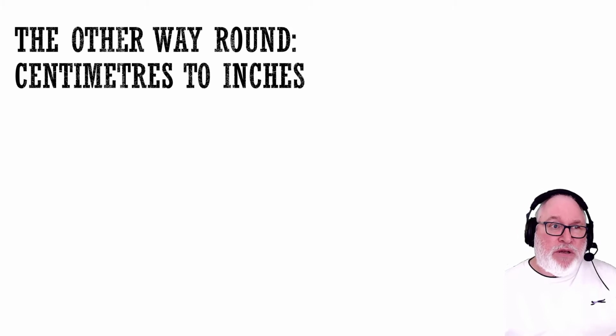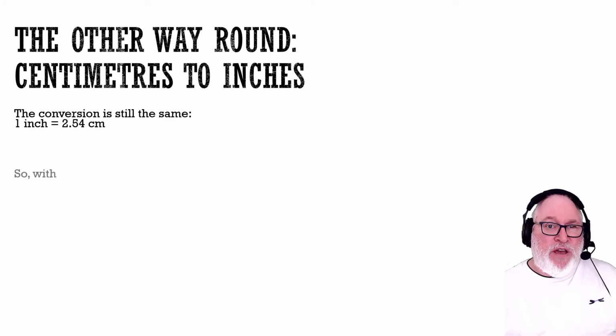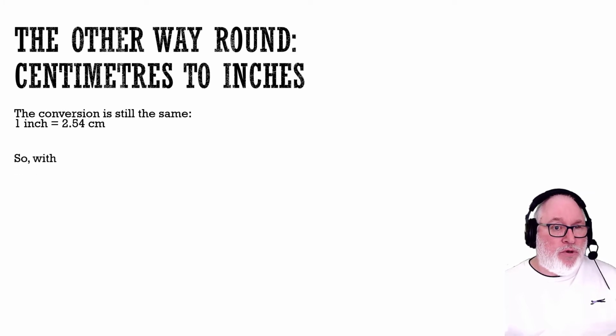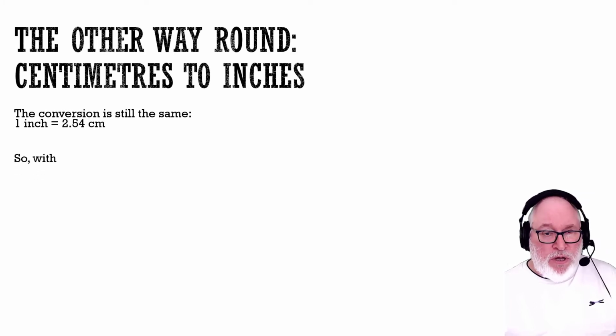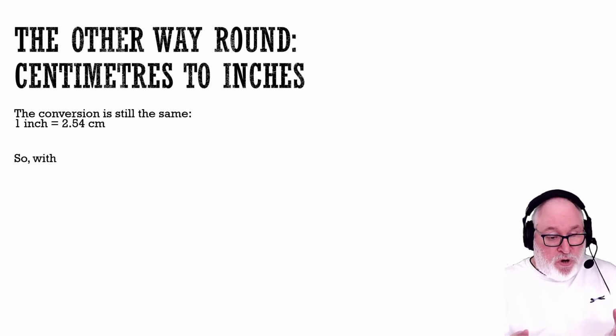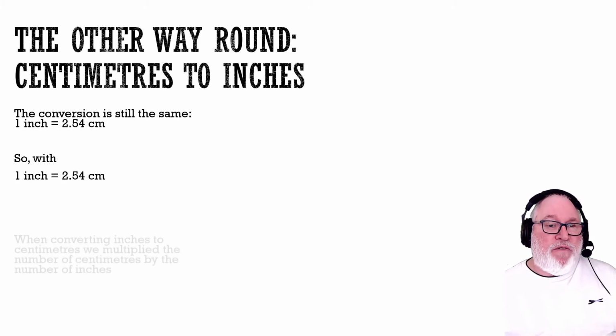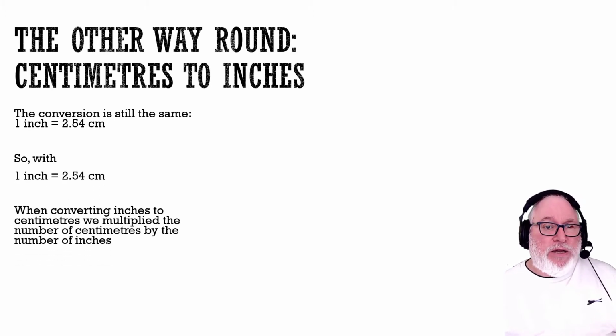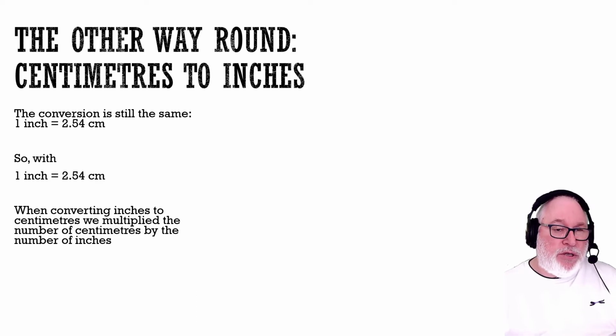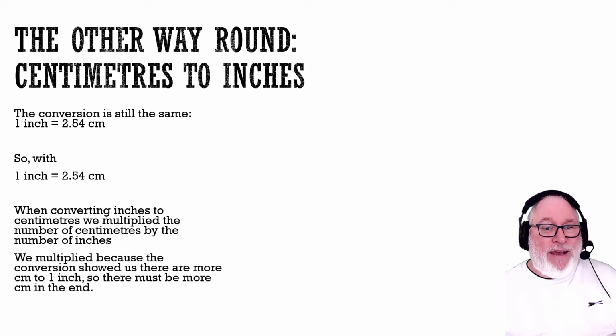So the other way around, centimetres to inches, goes in the other direction. The conversion is still the same: 1 inch equals 2.54 centimetres. That doesn't change. One side equals that. So 1 inch equals 2.54 centimetres. What we do to get it in the other direction, centimetres to inches this time, is divide.